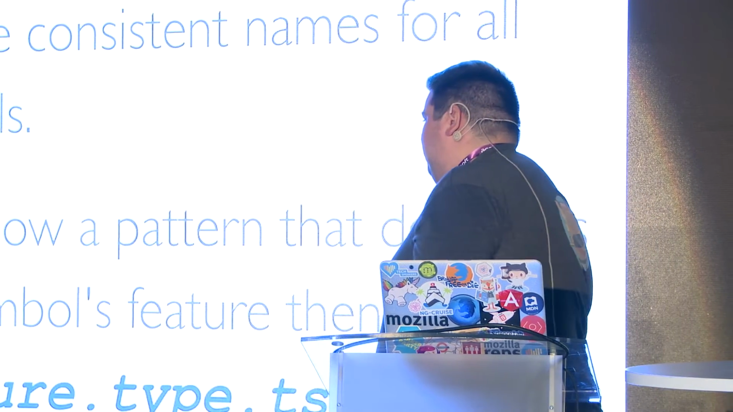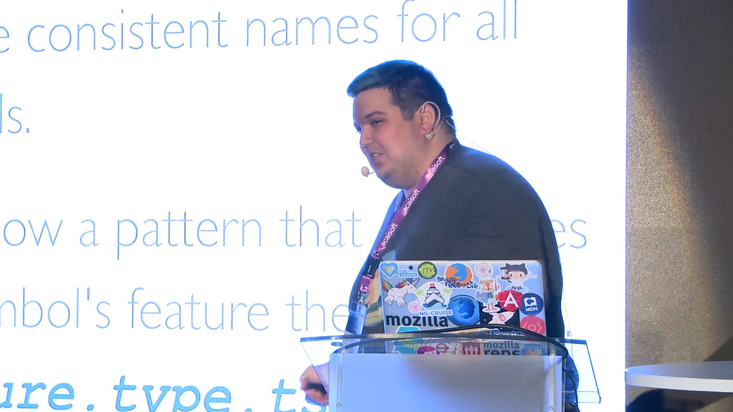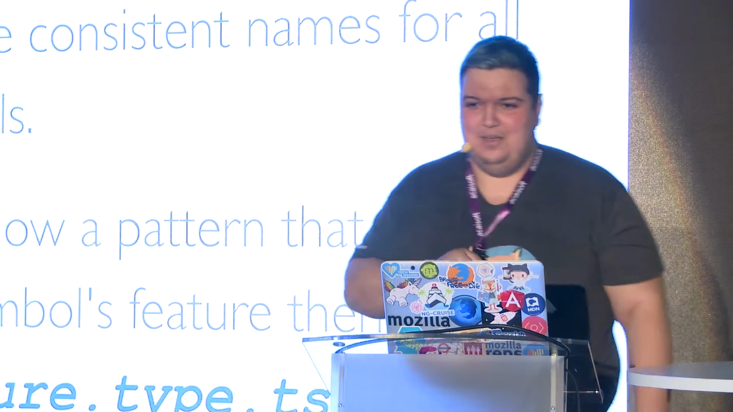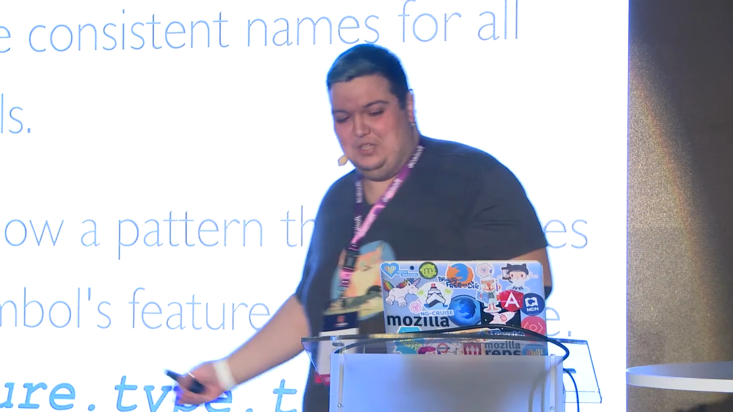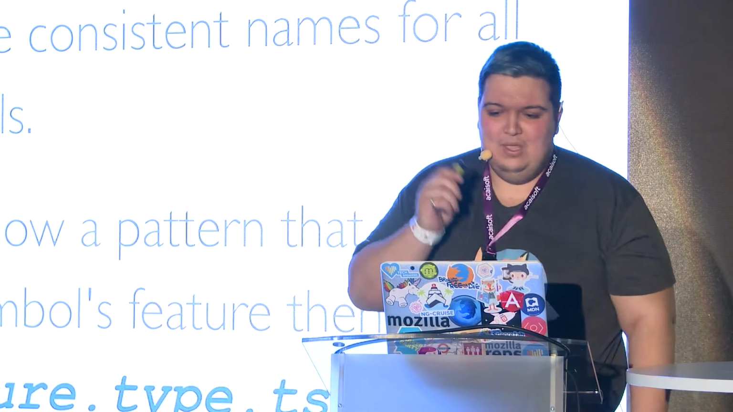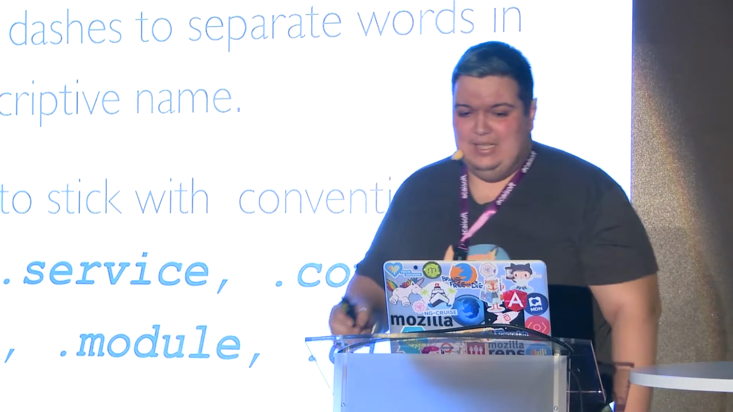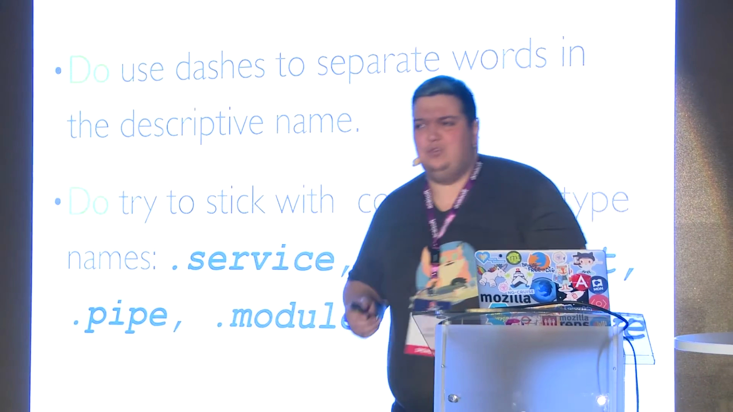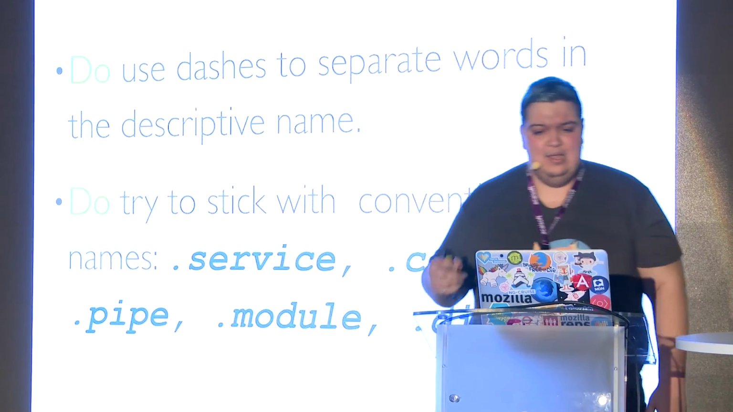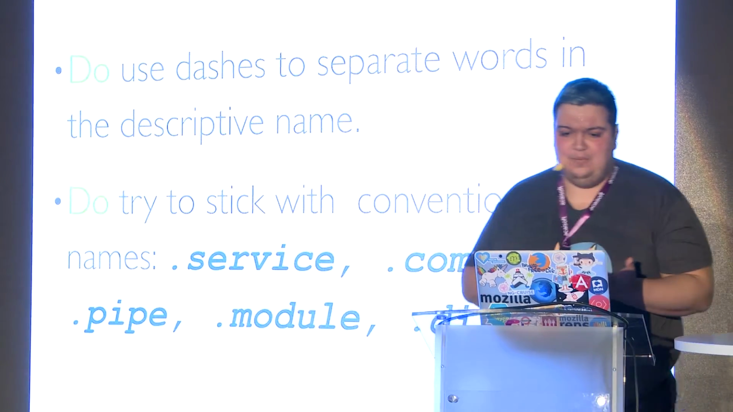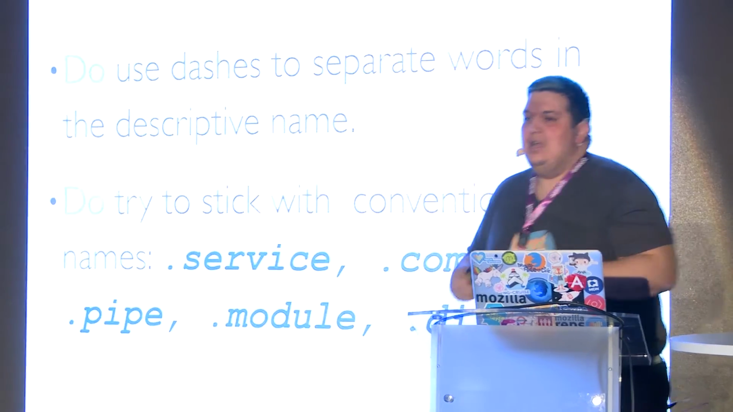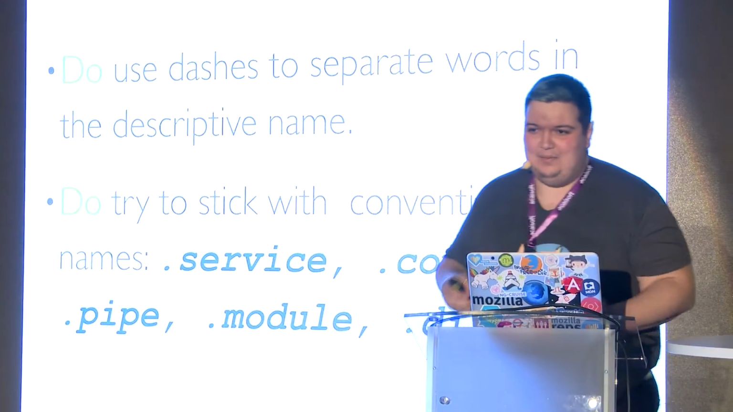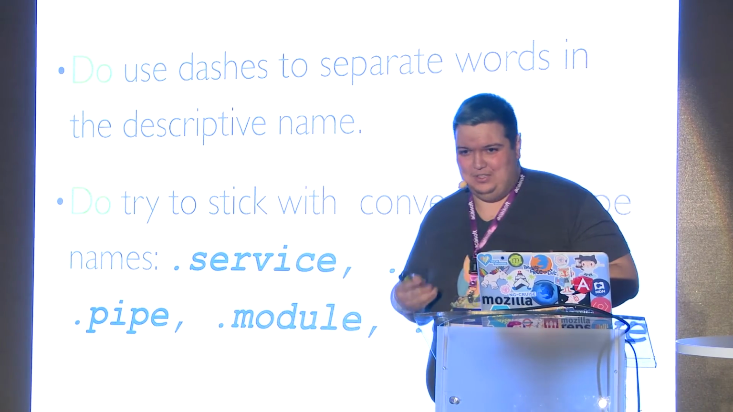We just chose to go with this one because we're super lazy, and well, the Angular CLI Tracy was talking about already does that for us, which is a nice thing. We use dashes to separate words in a descriptive name. And we try to stick to conventional types like service, component, pipe, module, and directive. Now, you could define your own. But in my experience, if you do that, something is horribly, horribly wrong with the way you structure your code.